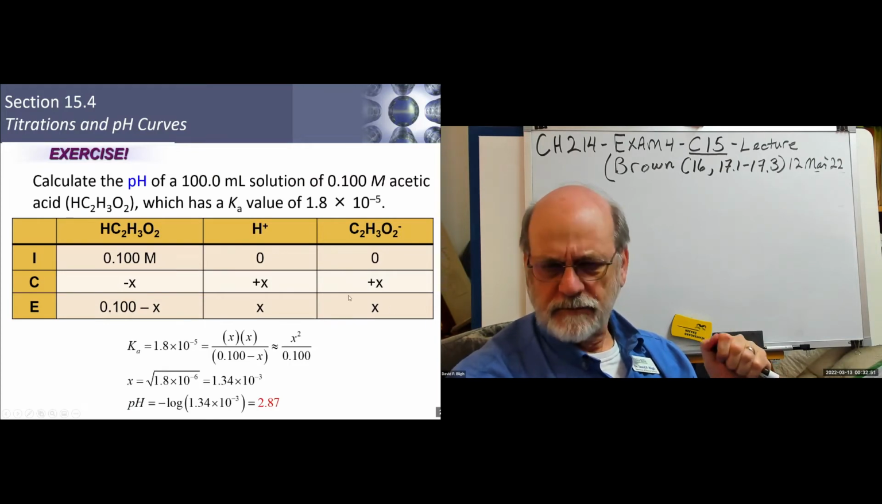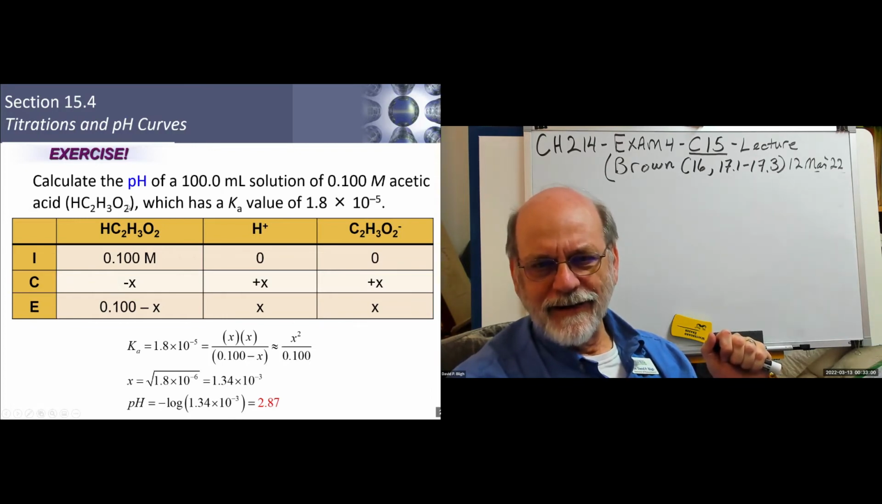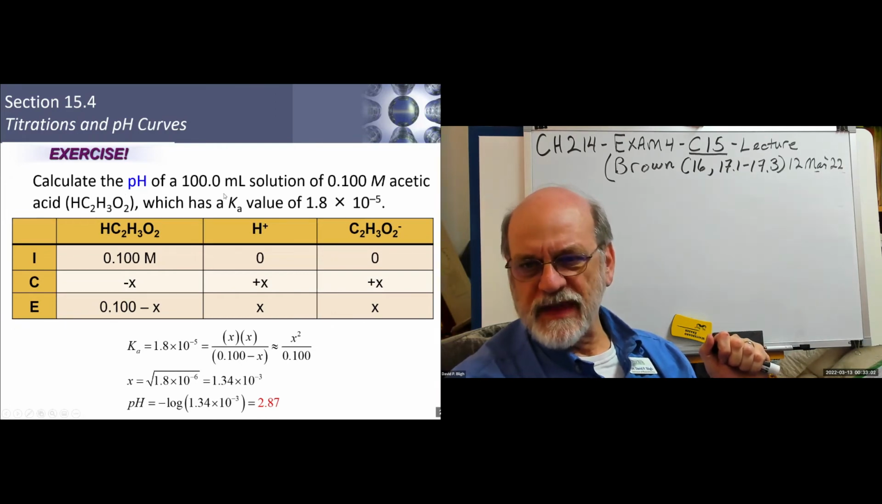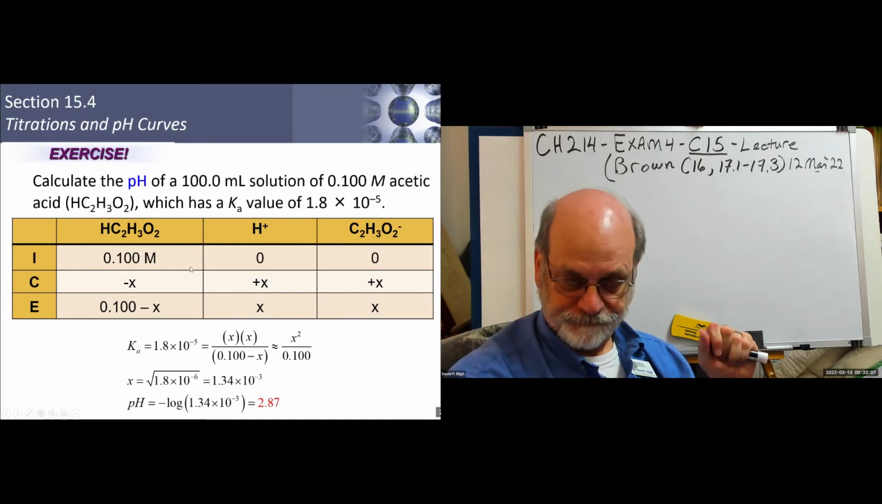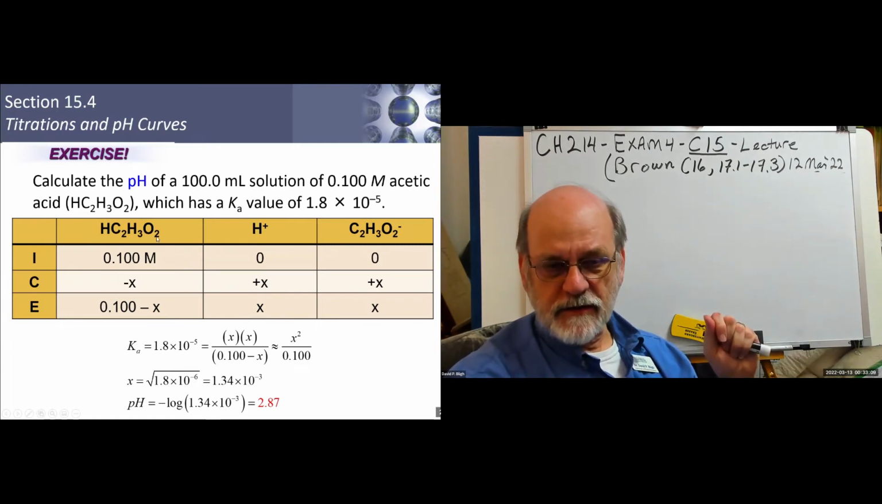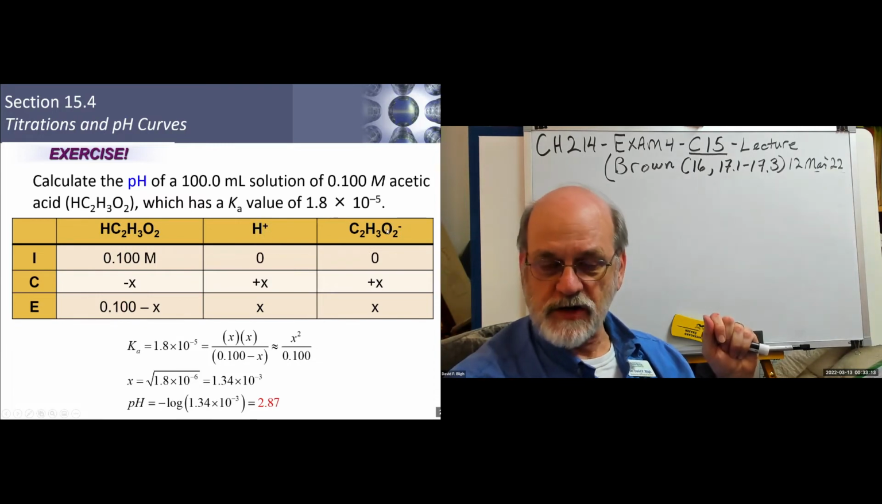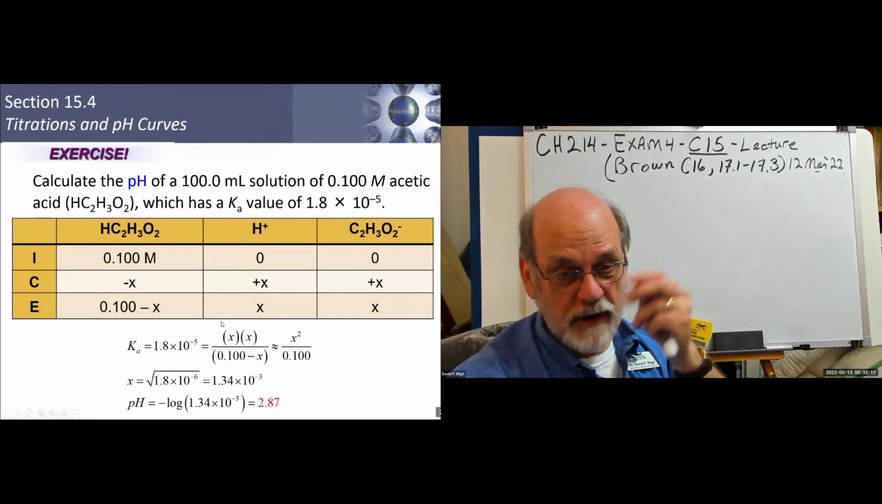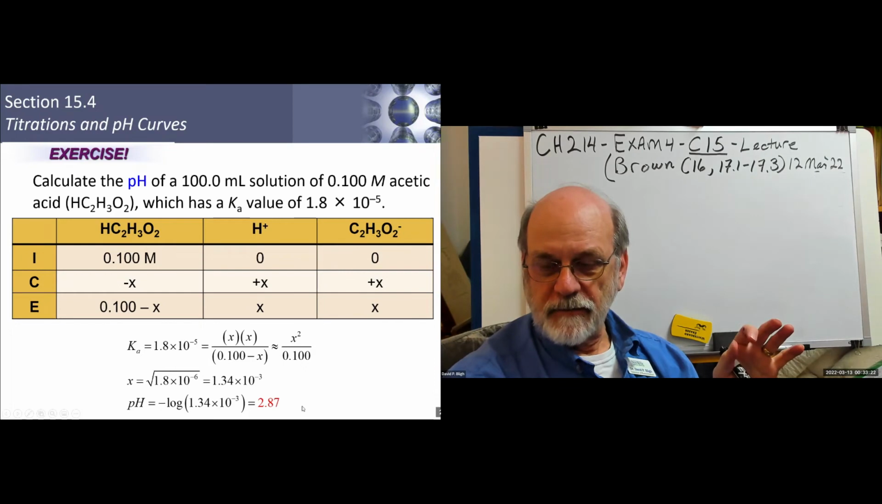So in this case, we've got another situation where we've got a 100 milliliter solution of 0.1 molar acetic acid. What's the pH of this solution? So in this case, we're dissociating the acid into hydrogen ions and conjugate base, and we set it up as an equilibrium. The pH of this solution would be 2.87.